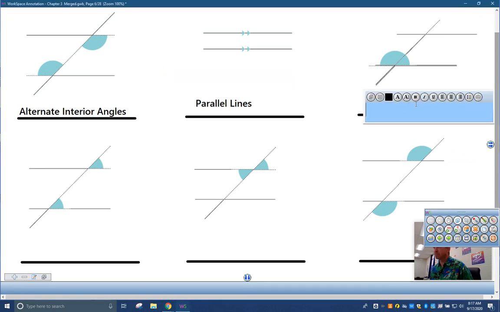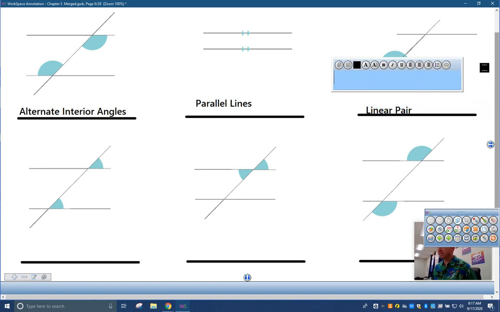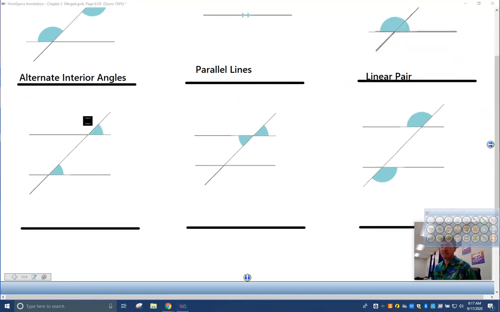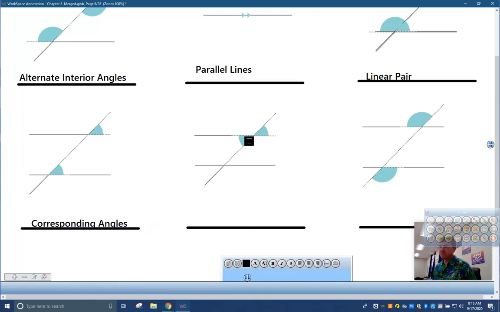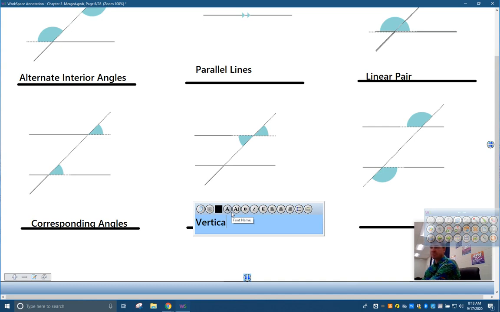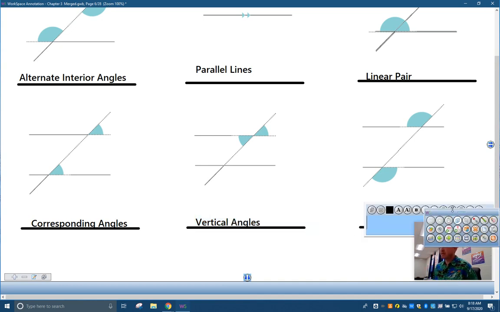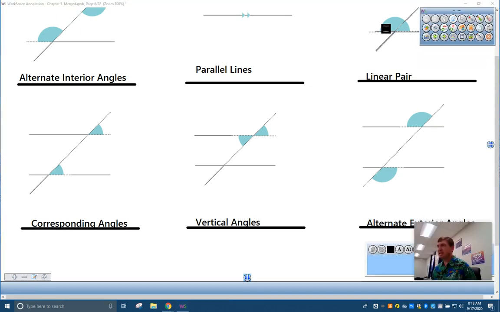These two angles represent a linear pair, something that we learned prior to today's lesson. These are in the same position from different groups, and that is corresponding angles. These two, something we learned prior to today, are vertical angles. And those two are alternate exterior angles. And just like a linear pair, we know the relationship will always be supplementary, and vertical angles will always be congruent.